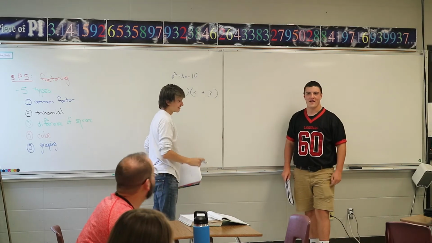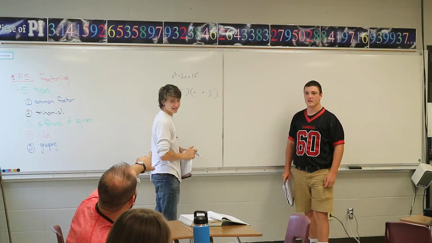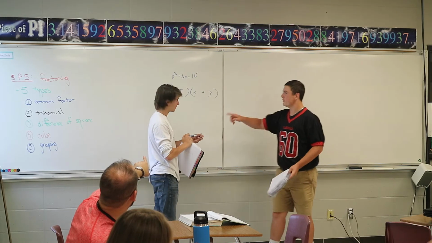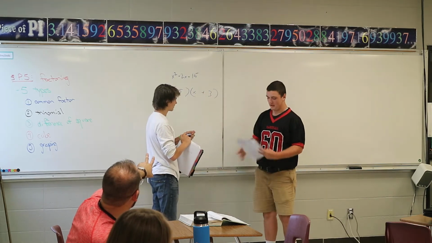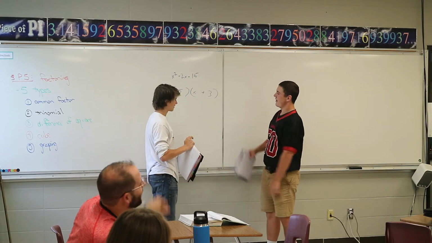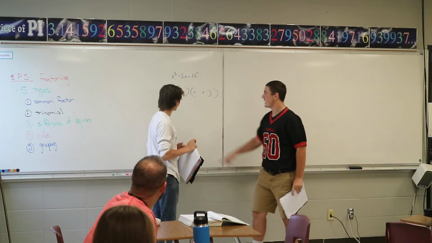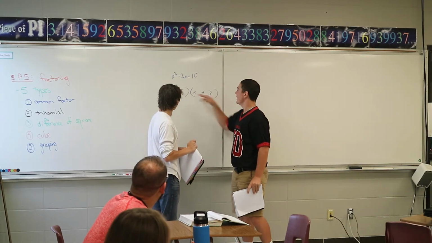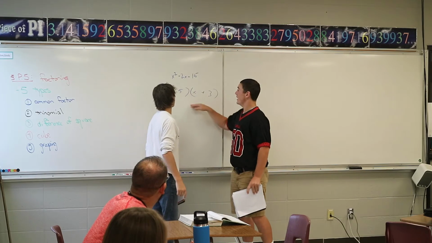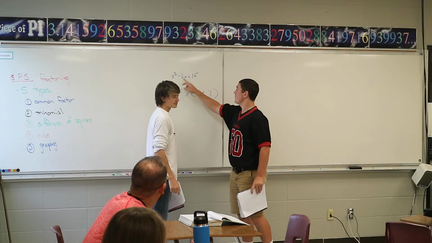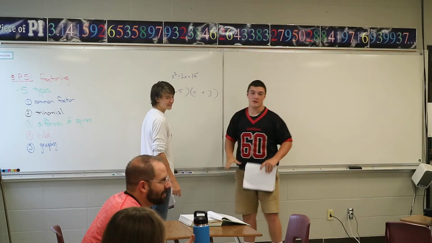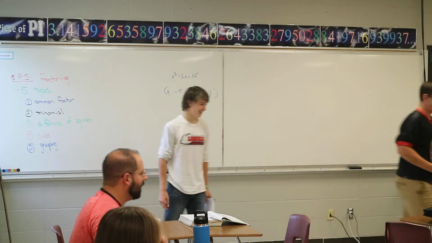There it is. Perfect. Now, why does it give you the negative 2 in the middle? Because if you do your multiplication back out, you're gonna get x squared, and you're gonna get a 3x, and then a negative 5x, and that gives you negative 2x, and then negative 15. Alright, good. Good work.